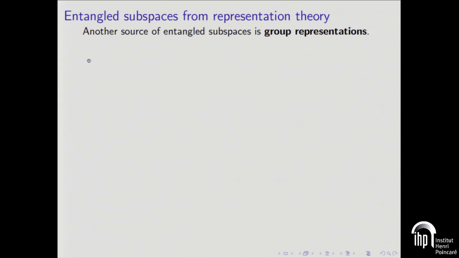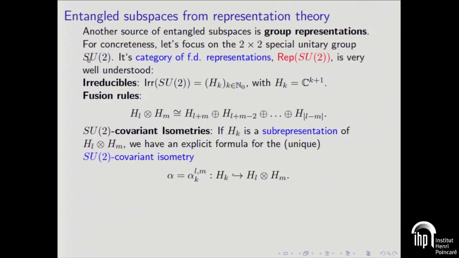So just to keep things very concrete, let's just start by looking at the somehow simplest non-commutative compact group, namely SU2, special unitary 2x2 matrices. And what we can do is we can look at its category of finite dimensional unitary representations, which I'll write as Rep of SU2. So this collection of representations is very well understood.